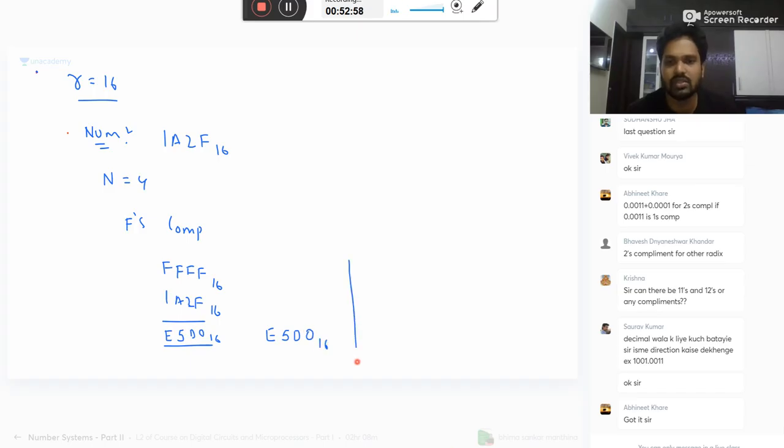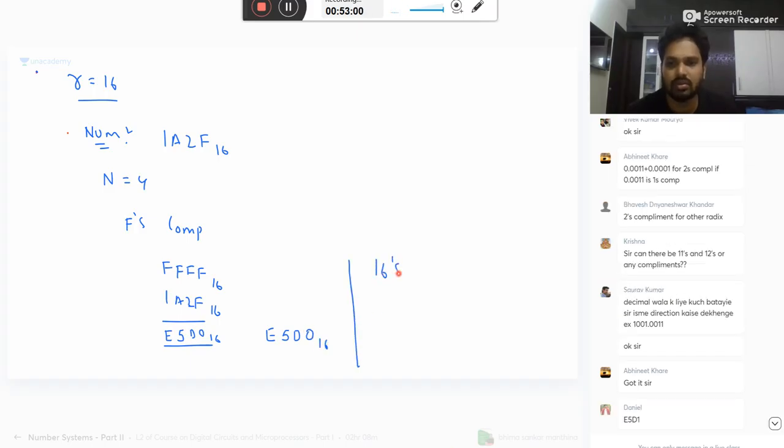If you want 16's complement, add E5D0 plus 1, which will give you E5D1. That's all. Now your doubt is clear, Krishna?